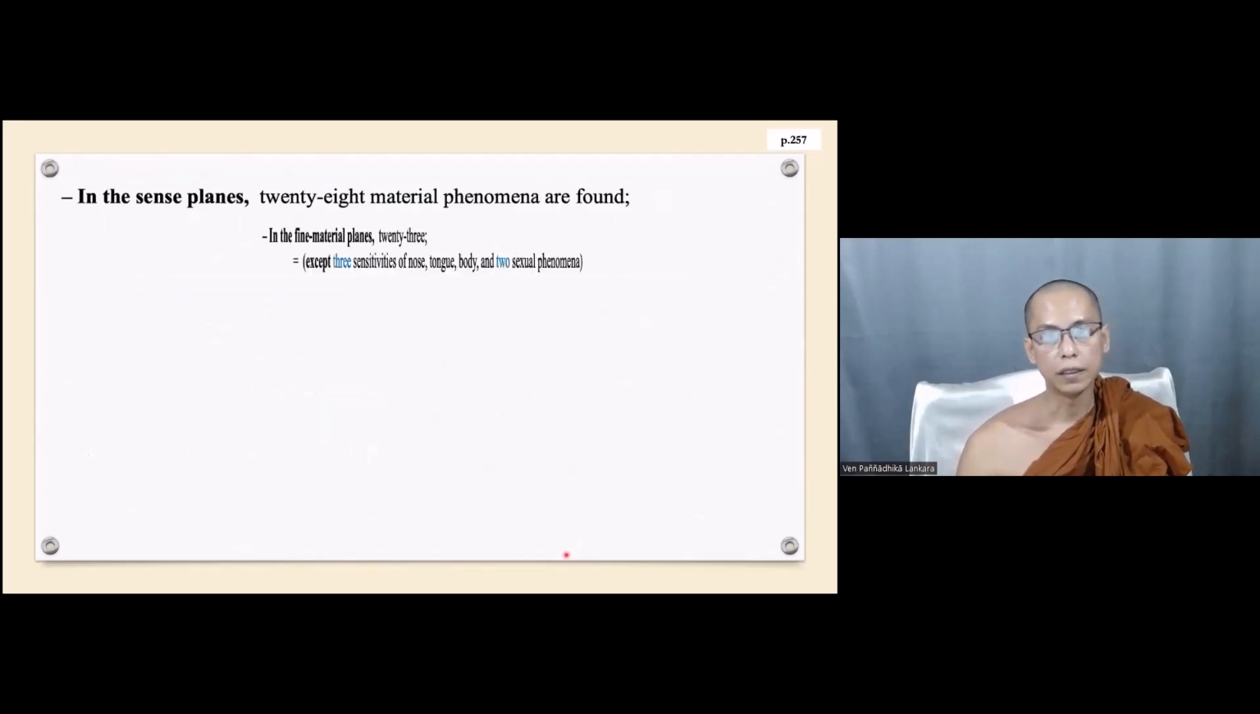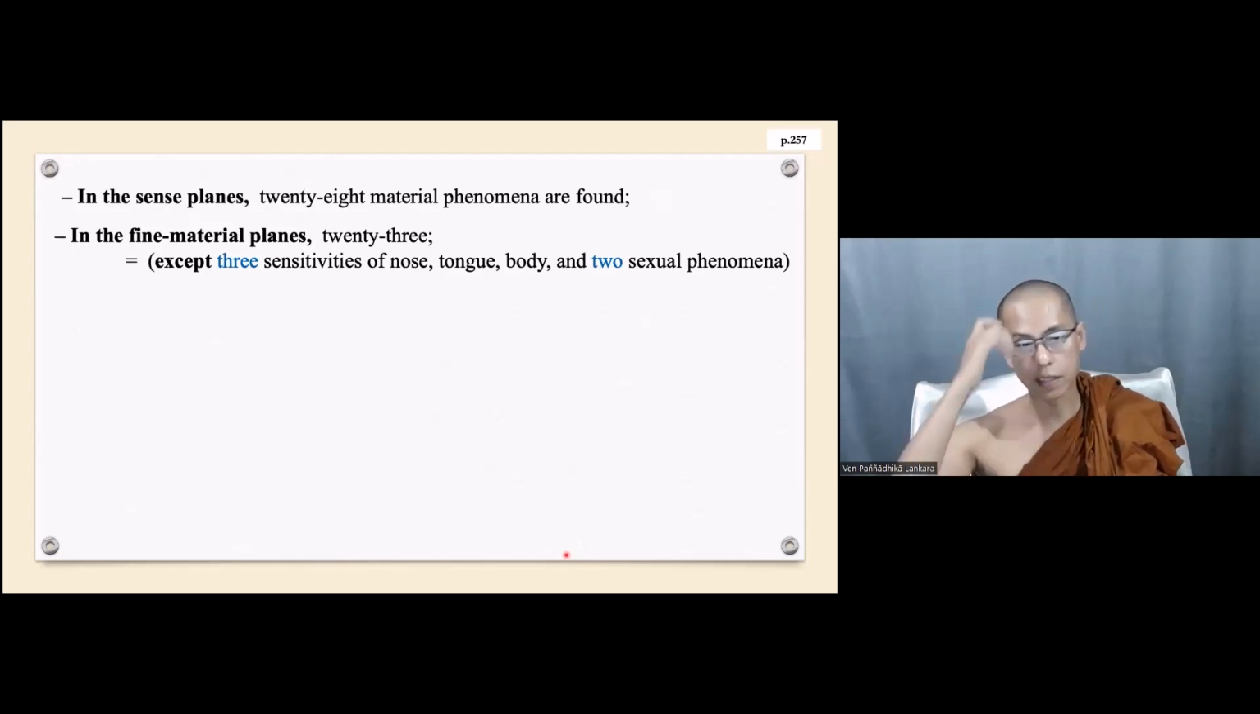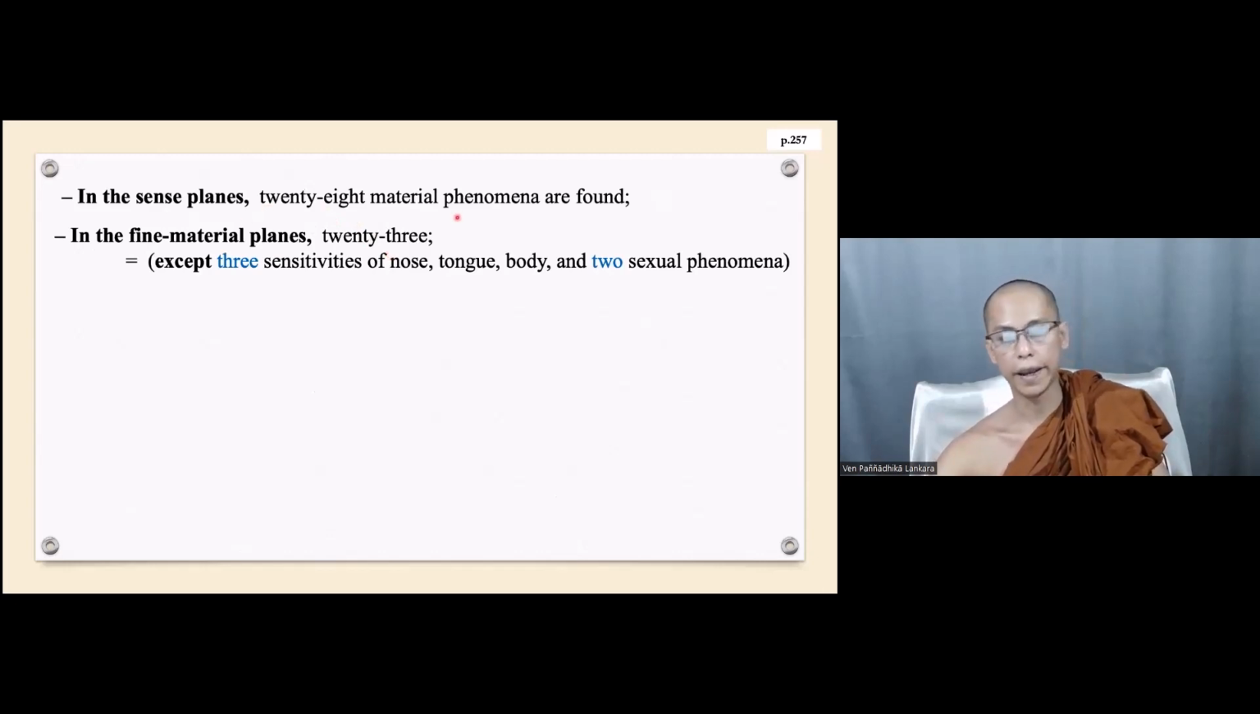Then, if we analyze the specific number of materialities in each respective realm of existence, here all 28, we don't need to classify all 28 for male and female. But for each individual, only 27. For some, like the very first human beings of the world who are asexual, with no sex, they have only 26.